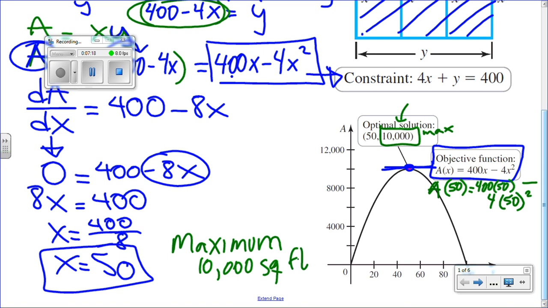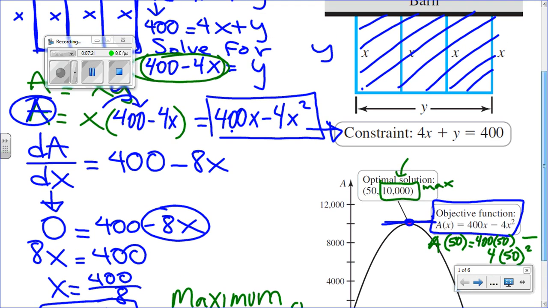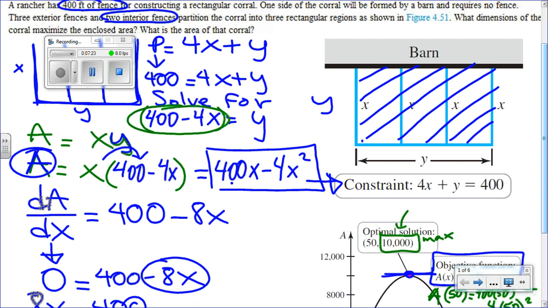Now, what if the question was, what will the wall parallel to the barn be? Like y. What is y? If you know x, what did we say x should be? x is 50, so y equals 400 minus 4 times 50. Don't we have an expression for that? Yes, we do. There you go, just plug it in. What do you get? 200.